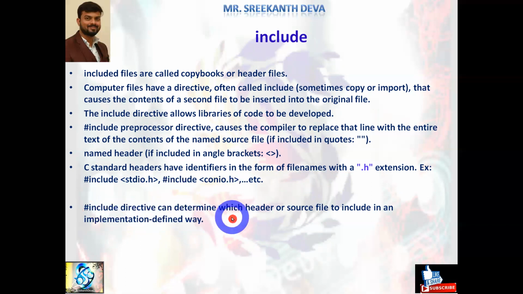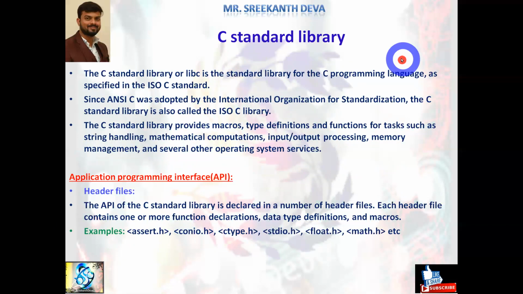The hash include directive can determine which header or source file to include in an implementation-defined way. The C standard library is the standard library of the C programming language as specified in the ISO C standard. Since the ANSI C version was adopted by the International Organization for Standardization, the C standard library is also called the ISO C library. The C standard library provides macros, type definitions, and functions for tasks such as string handling, mathematical computations, input output processing, memory management, and several other operating system services.